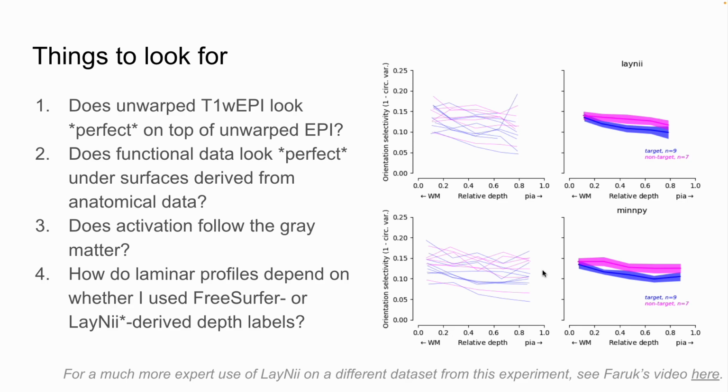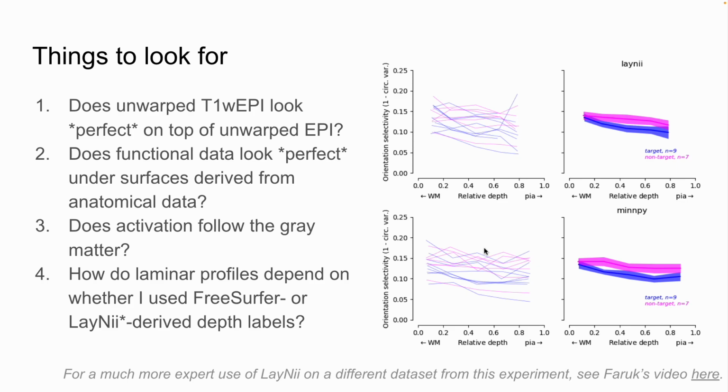This is an orientation selectivity index that I'm plotting. I don't know whose pulse sequence I'm about to erase. Is anybody married to this pulse sequence? It looks fancy.